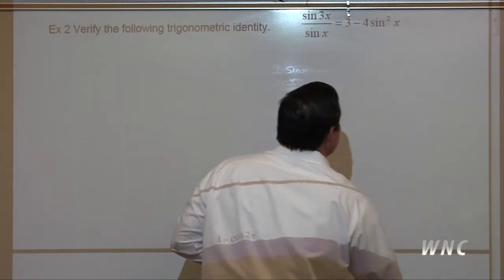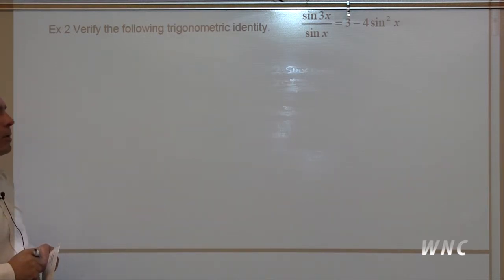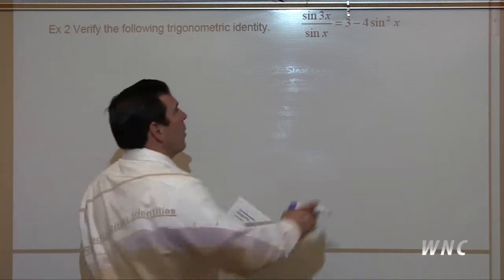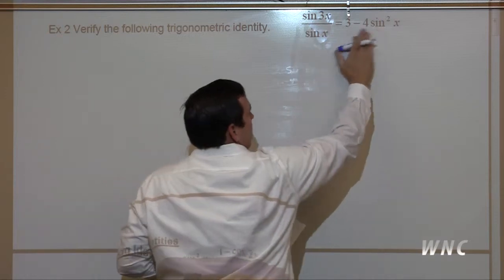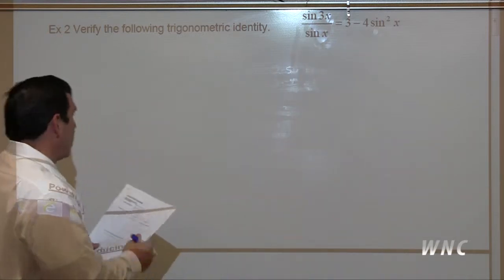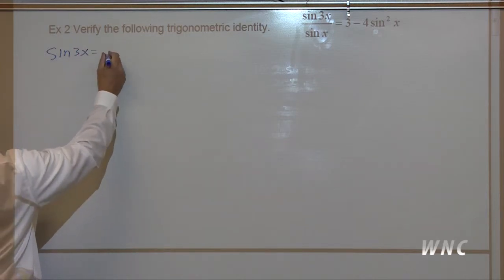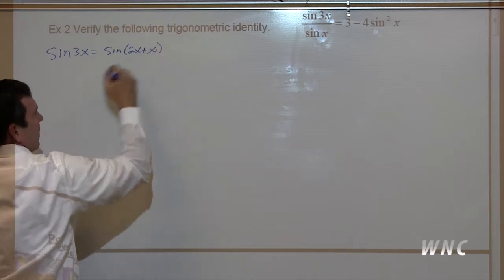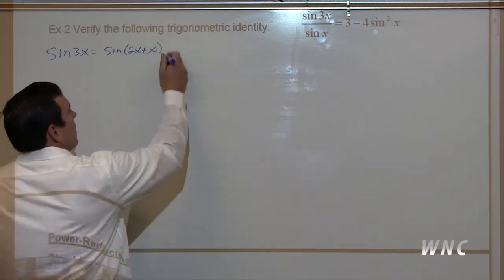What we have is sine 3x over sine x equals 3 minus 4 sine squared x. I'm going to work on the sine 3x over sine x, trying to make this side look like that side. So first of all, let's consider sine 3x. Sine 3x is like saying sine of 2x plus x. 2x plus x is 3x, so sine 3x.